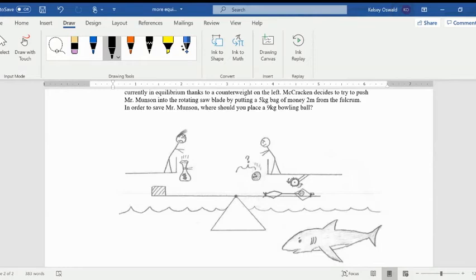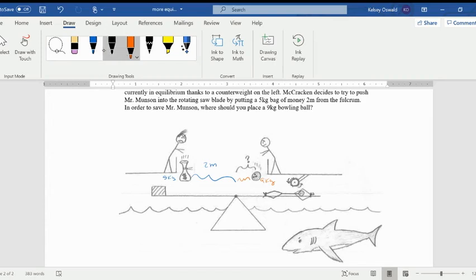Mr. Munson is going to try, Arnie McCracken is going to try and get Mr. Munson hit by the saw by dropping a 5 kilogram bag of money at a distance of 2 meters from the fulcrum. Okay, so this is going to be a torque problem. Our goal is to figure out how far from that fulcrum we need to drop a 9 kilogram bowling ball to keep our system in equilibrium.